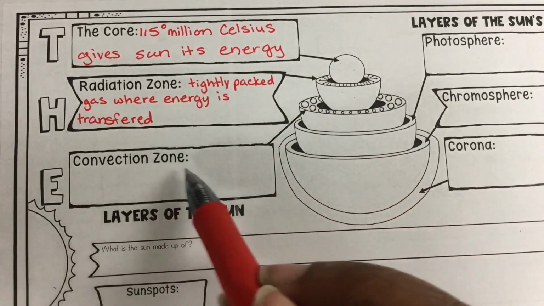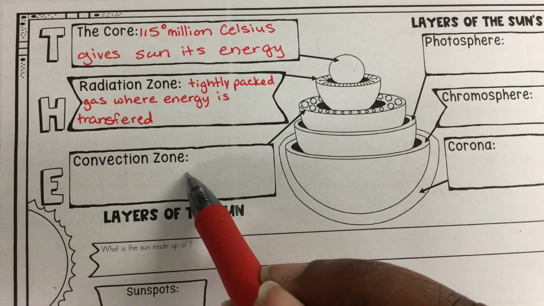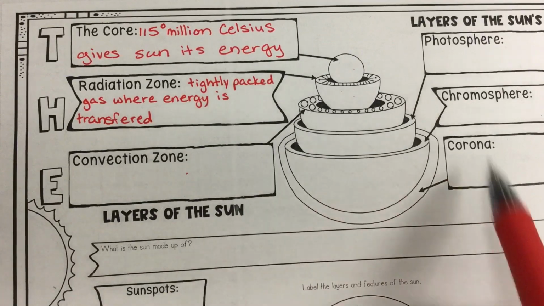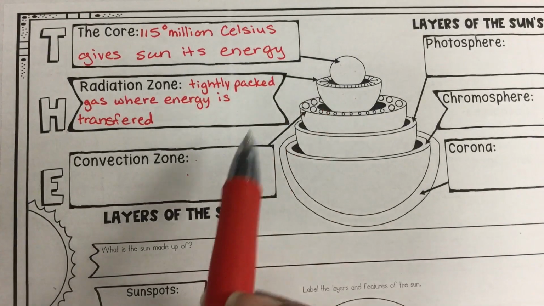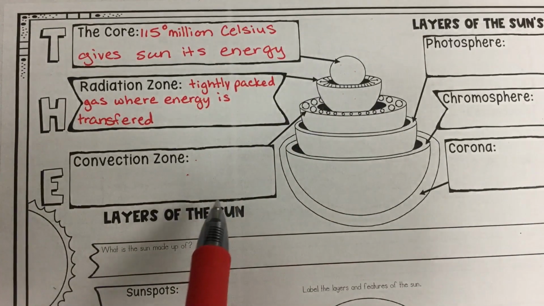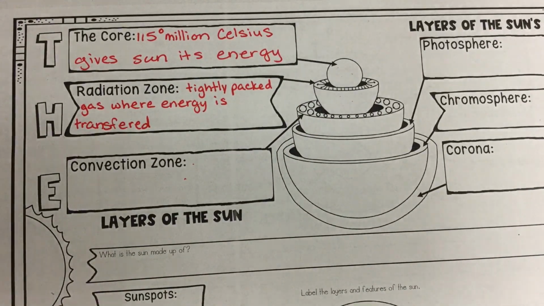Next, we have the convection zone. This is technically our outermost layer, and we'll get to what that means in a minute. This is where gas from the core begins to cool down, causing movement on the sun's surface.